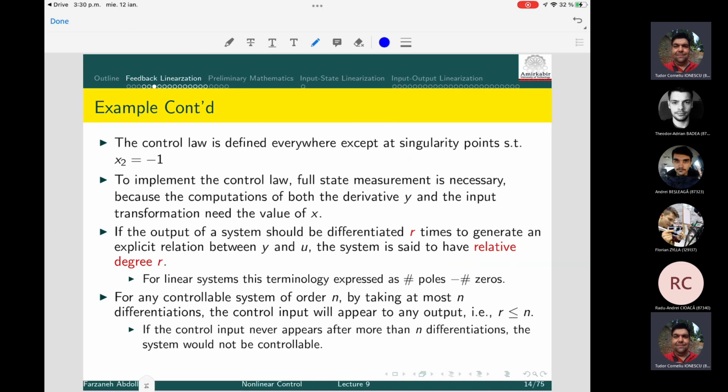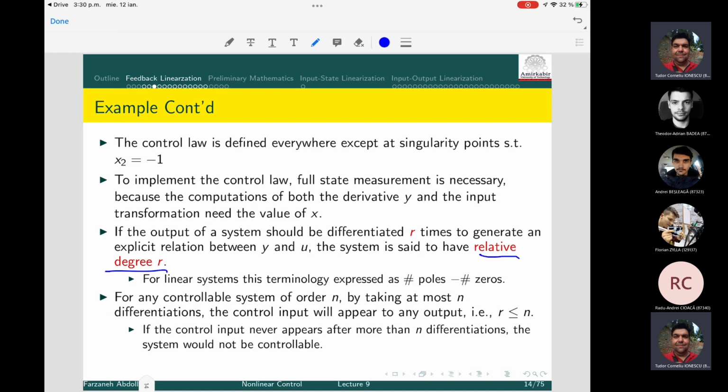You can't just measure the states, because the computation of both the derivative of y and the input transformation need the value of x, which is true. If the output of a system should be differentiated r times to generate an explicit relation between y and u, then the system is said to have relative degree r. And we'll see this formalized in terms of the Lie derivatives. You remember that from the other lecture with Romanian language slides.